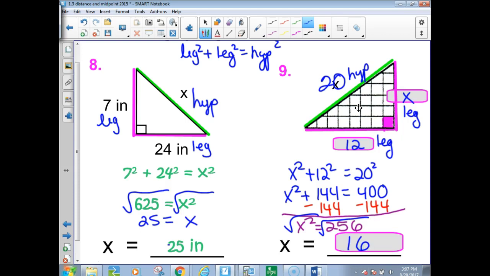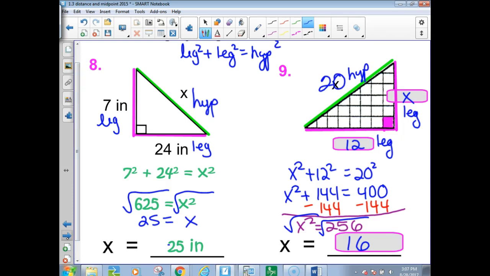Now think about it. Doesn't that green thing have to be the longest piece? We got 16. That'll make sense. 12, 16, and then the biggest one is 20. It's gotta always be that way. Okay? These legs must always be smaller than that, whatever it happens to be.